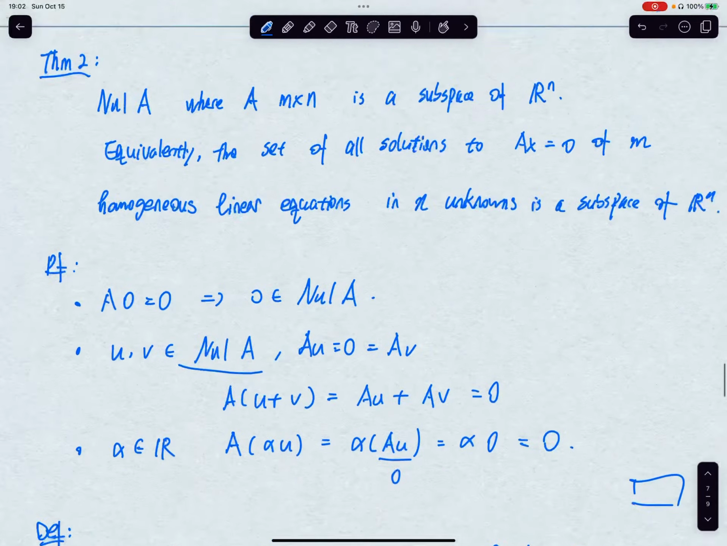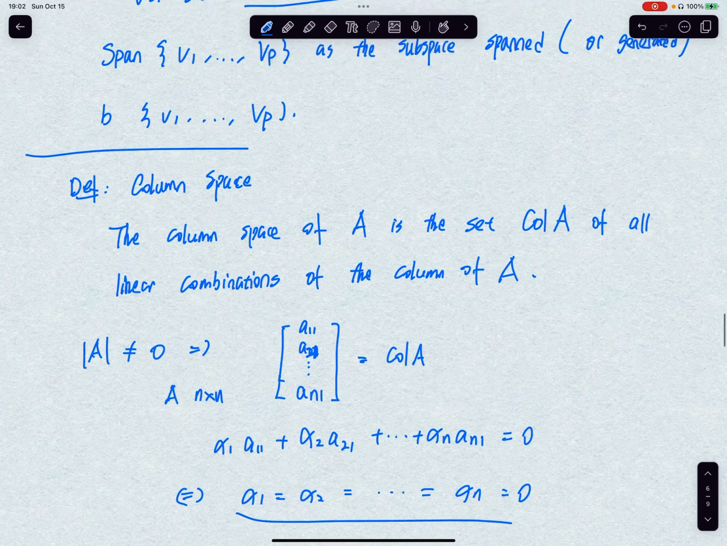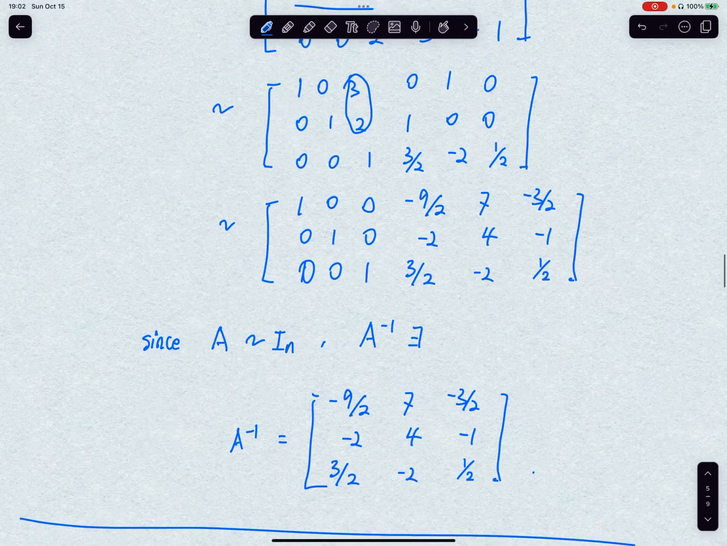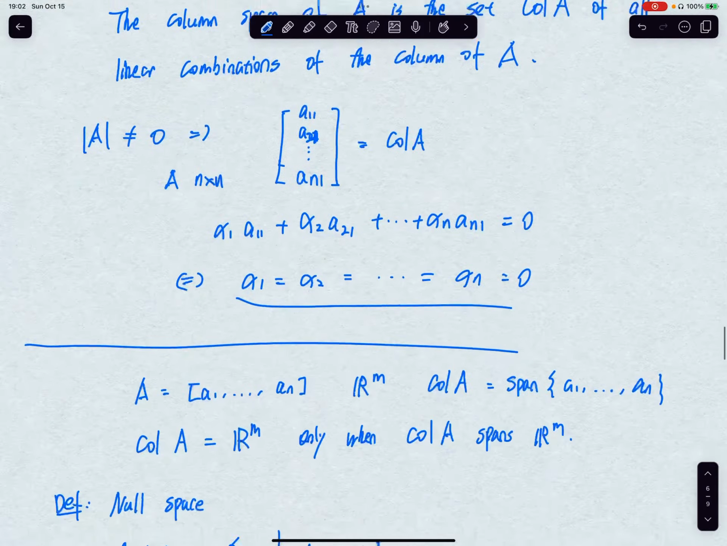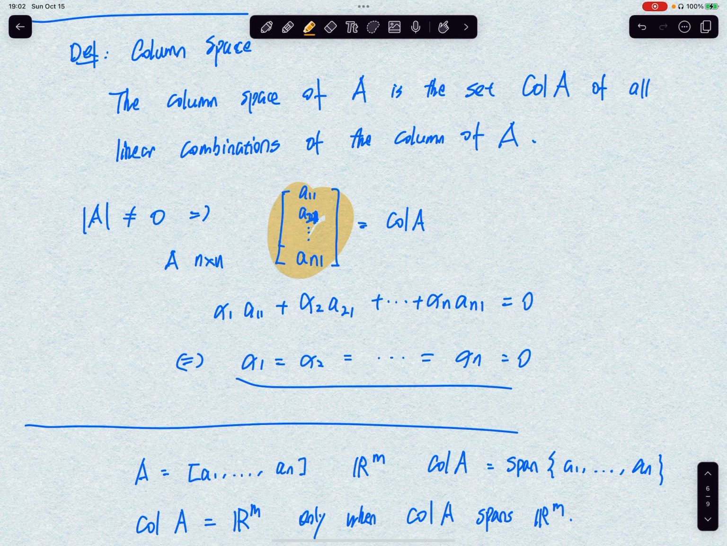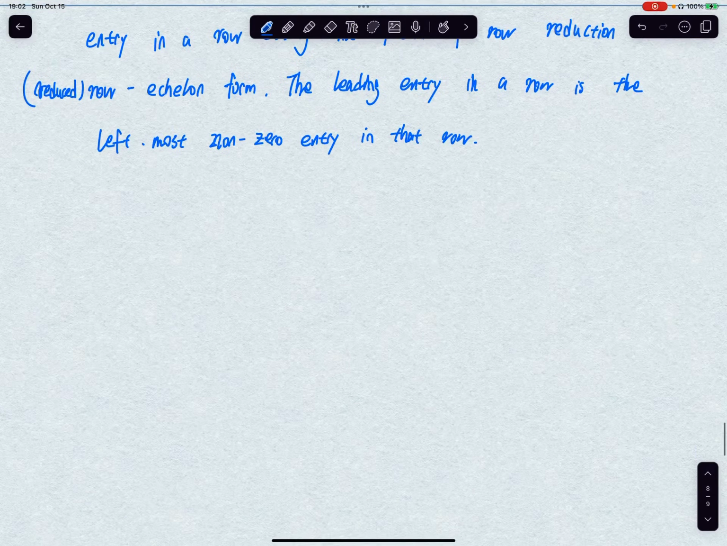And now recall the not very good example I offered here. So yes, the pivot columns of a matrix obviously form a basis for the column space. So let us prove this theorem.